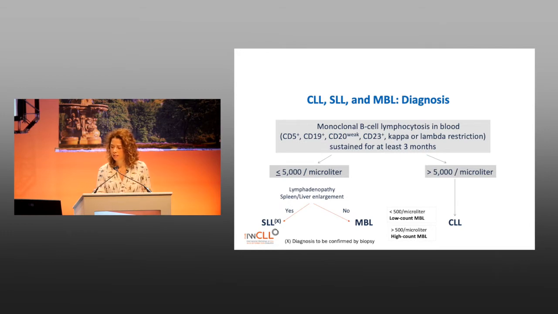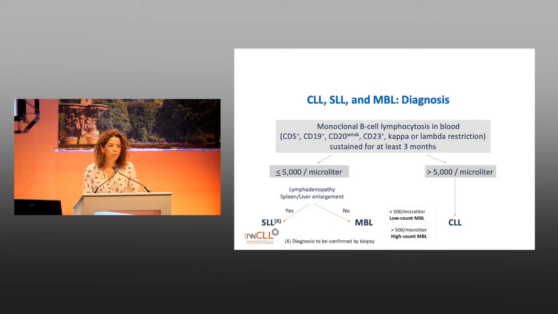To start with, CLL, small lymphocytic lymphoma, and monoclonal B-cell lymphocytosis are closely related. The diagnosis is based on monoclonal B-cell lymphocytosis in blood with an atypical immunophenotype sustained for at least 3 months. Here, the key issue is whether a time period of 3 months should be kept in the era of cell markers.